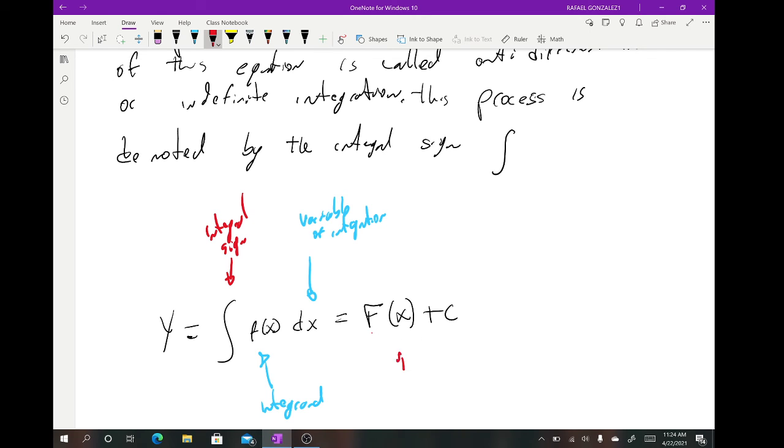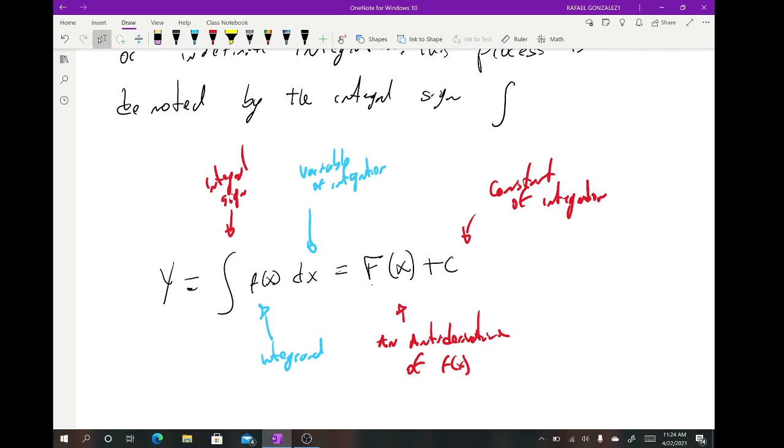Capital F of x is what we know as the antiderivative, much like before. And this c is just a constant of integration. We always have to add a constant because, as we saw from the first few examples, there are an infinite amount of antiderivatives for the function f of x. Okay?